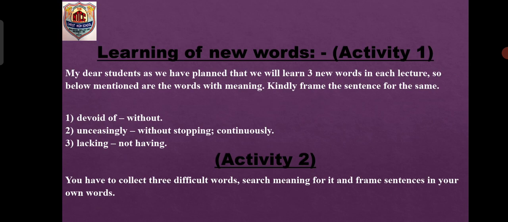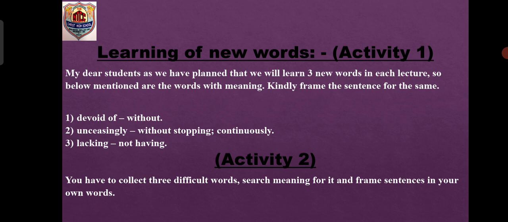Now comes the activity part. Children, as we all have decided that we need to speak and we all wish to speak English fluently, for that we have adopted two activities. One is spoon feeding and one is quite challenging. Now what is spoon feeding? Teacher is giving you the word, teacher is giving you the meaning. You just need to frame sentences in your own words. But activity 2, why is it challenging? Because you have to search for new words, search meanings for them, and then frame sentences in your own words. But believe you me, children, if you follow this activity sincerely, you are not far from speaking English excellently.